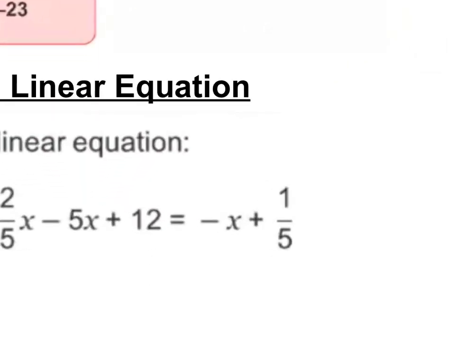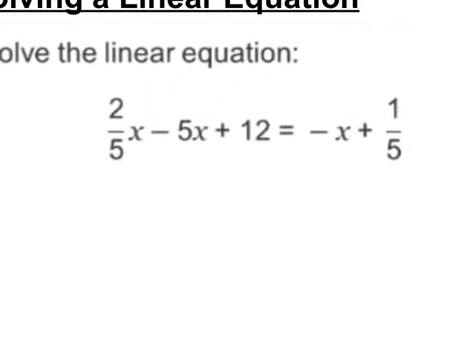So let's just jump in here and solve this linear equation. What I want to do first is identify our like terms, okay? I've got 2/5 x, a negative 5x, and a negative x, and then I've got a positive 12 and a positive 1/5, okay? Now, the first thing I want to do is combine my like terms. I've got 2/5 x minus 5x, and I want to combine these two because they both contain an x, and since they're on the same side of the equal sign, I don't have to do that much work.